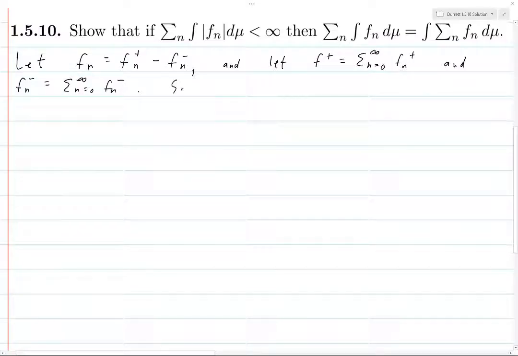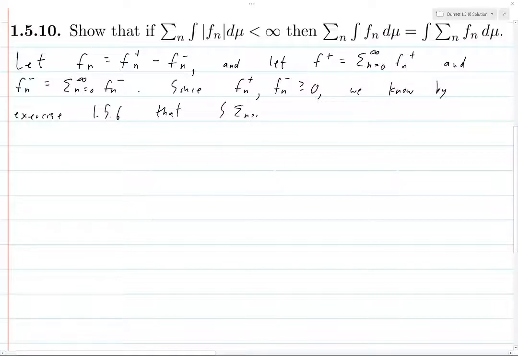Now since f_n plus and f_n minus are both greater than or equal to 0, we know by exercise 1.5.6 that the integral of the sum from n equals 0 to infinity of f_n, and this could be a plus or a minus, d mu, we could just bring out the sum. That's exactly what that exercise was all about. You end up just using monotone convergence. It's not too difficult.